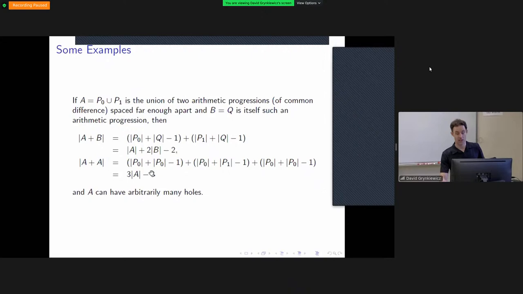And there'd be no way to bound the number of holes, because we could keep on pushing the arithmetic progressions further and further apart. As a small variation, we could take A being the union of those two arithmetic progressions, difference 1, far apart, and B being a single arithmetic progression, difference 1. If we add them together, we find the sumset has cardinality A plus 2B minus 2. That's just one off from being an optimal lower bound. We can slightly modify the statement for distinct summands to take this into account, but in this talk, to avoid those technicalities, I'm not going to deal with that too much.